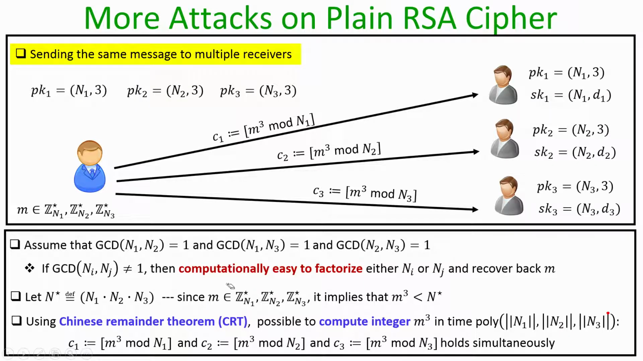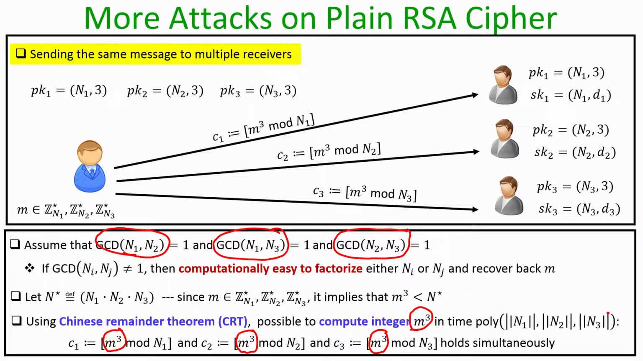And now, since my moduli n1, n2 and n2, n3 and n1, n3 are co-prime to each other, I can invoke a very nice result from number theory which we call the Chinese remainder theorem. It says that if your individual moduli n1, n2, n3 are co-prime, then it is possible to compute the integer value m cube in polynomial amount of time, polynomial in the size of the respective moduli n1, n2, n3, such that the recovered m cube satisfies the following system of modular equations. You are given the value C1 which is some unknown m cube modulo n1, and C2 which is the same unknown m cube modulo n2, and C3 which is the same unknown m cube modulo n3. If n1, n2, n3 are co-prime to each other, then the Chinese remainder theorem says it is possible to recover that unknown m cube in polynomial amount of computation.